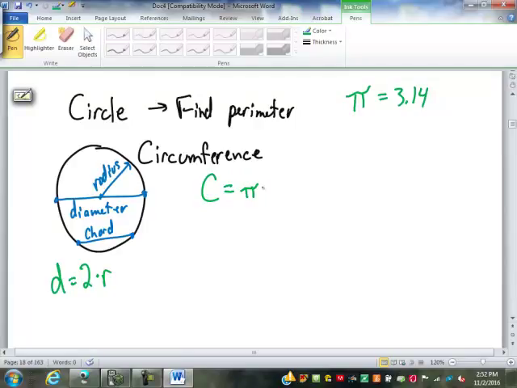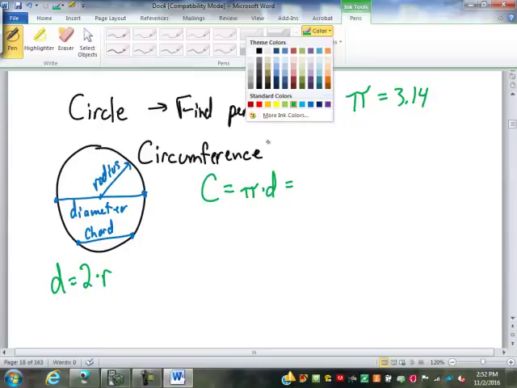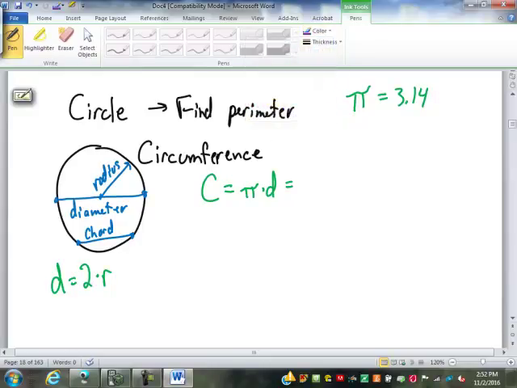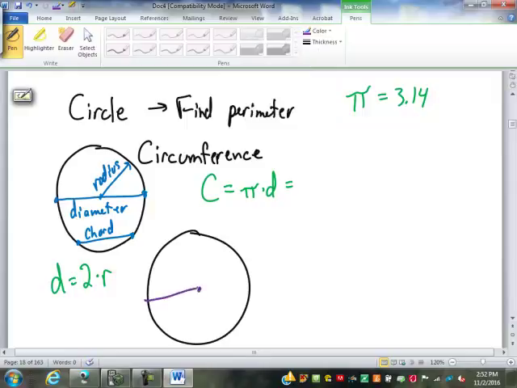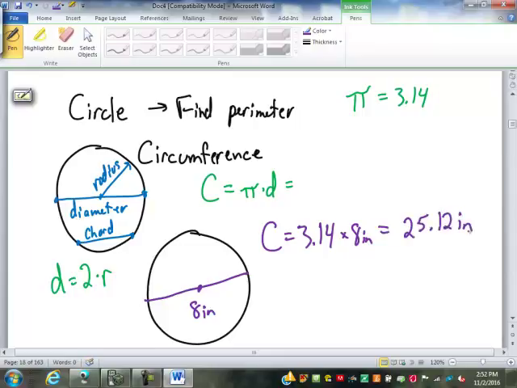So our circumference is equal to that pi number, 3.14, times the length of our diameter. So for this circle, let me just draw a new circle. If the diameter is given as 8 inches, the circumference is 3.14, that's pi, times 8 inches, otherwise known as 25.12 inches.